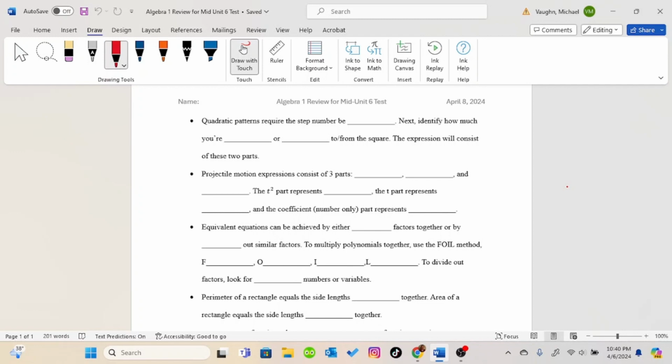Number 1. Quadratic patterns require the step number be squared. That's the key when you're looking at the pattern they give you. Try to find a square of the step number, and then how much are you adding or taking away from that square?